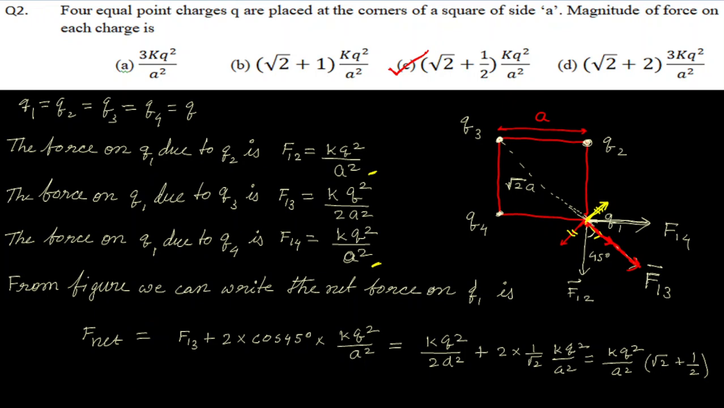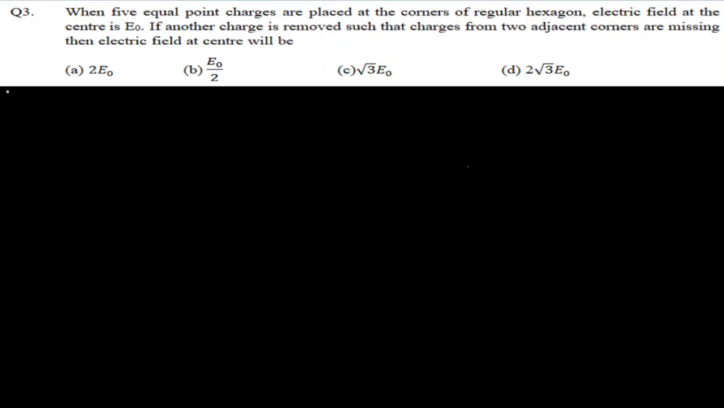Good. So now take a look at question number 3. What is written in question number 3? When 4 equal point charges are placed at the corners of a regular hexagon, the electric field at the center is E0. If the charges from 2 adjacent corners are removed, then the electric field at the center will be. Okay, nice question.